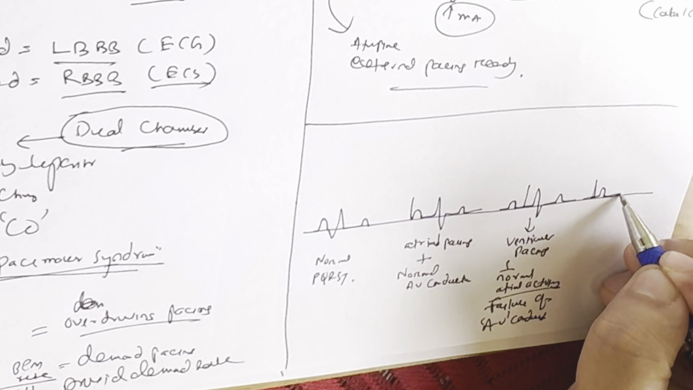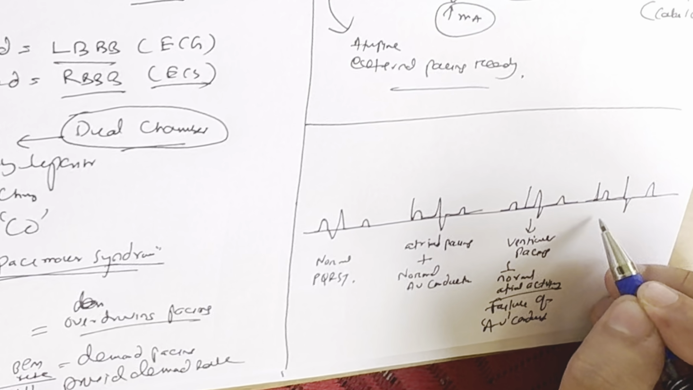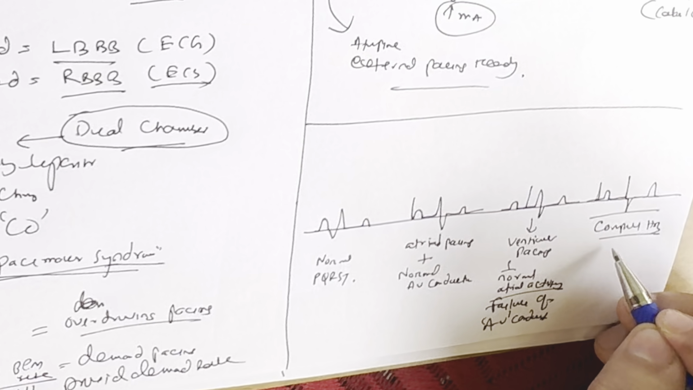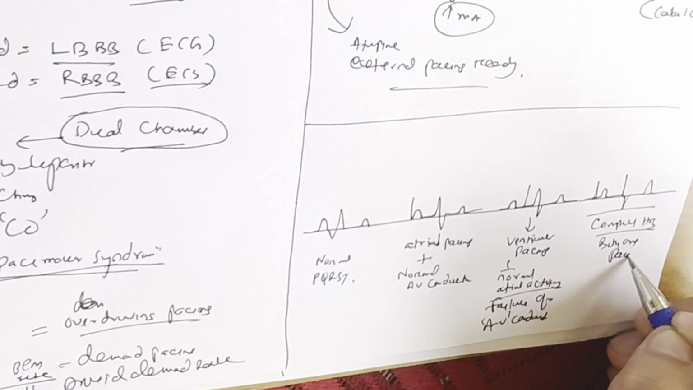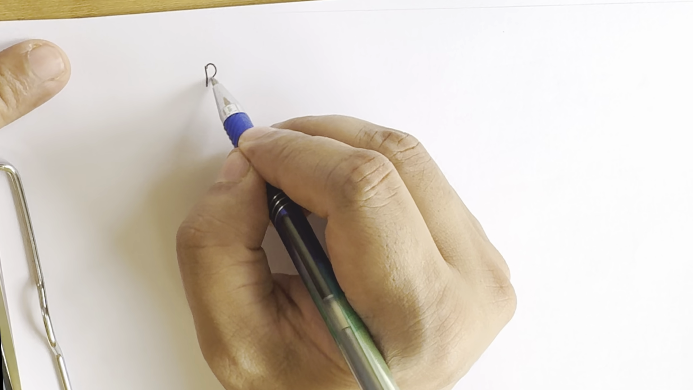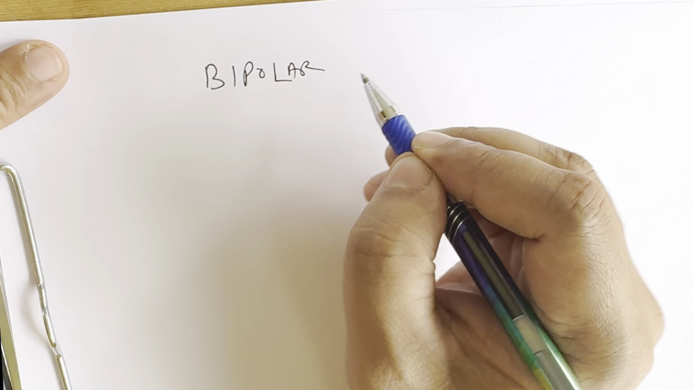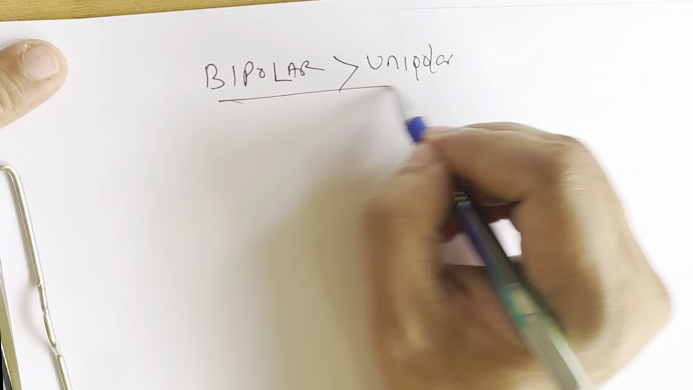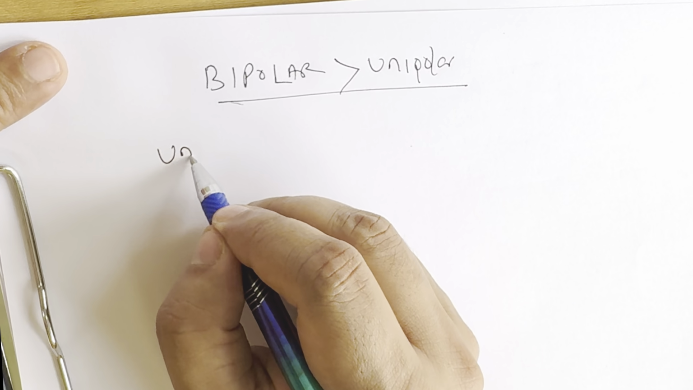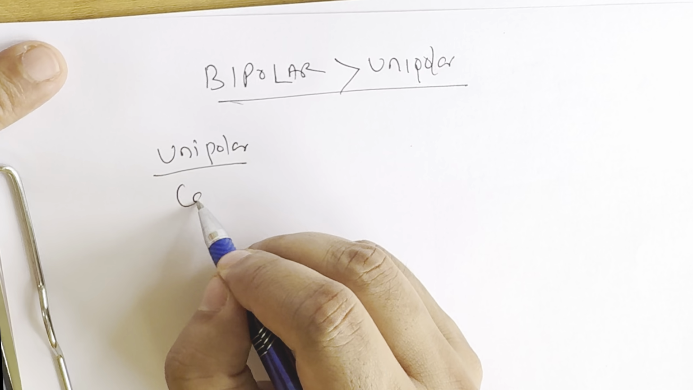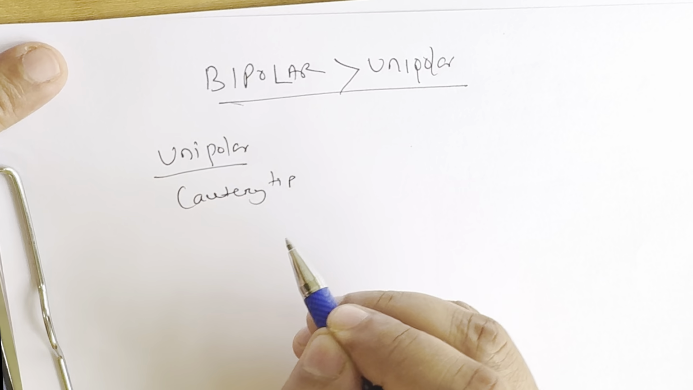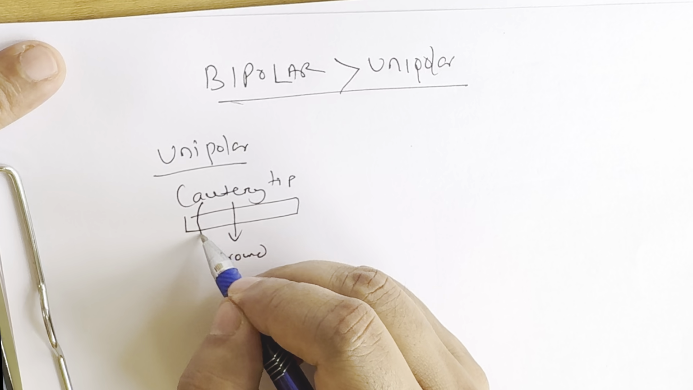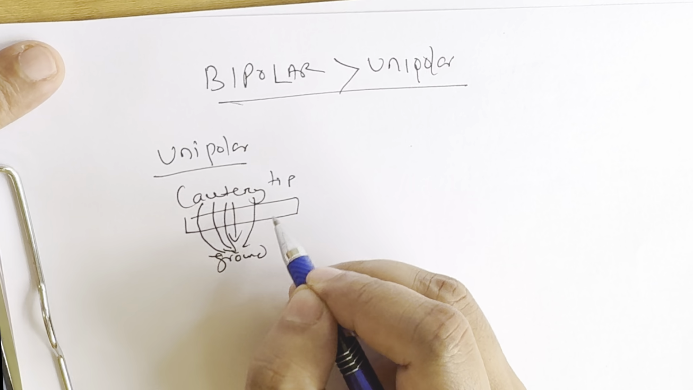Atrium is paced, then ventricle is paced. So here, this is complete heart block. Both are paced. So always bipolar is preferred more than unipolar. Why? Because in the unipolar, what happens? The cautery tip and the ground, in between there is the body. So there are many pathways for the current to go to the ground.